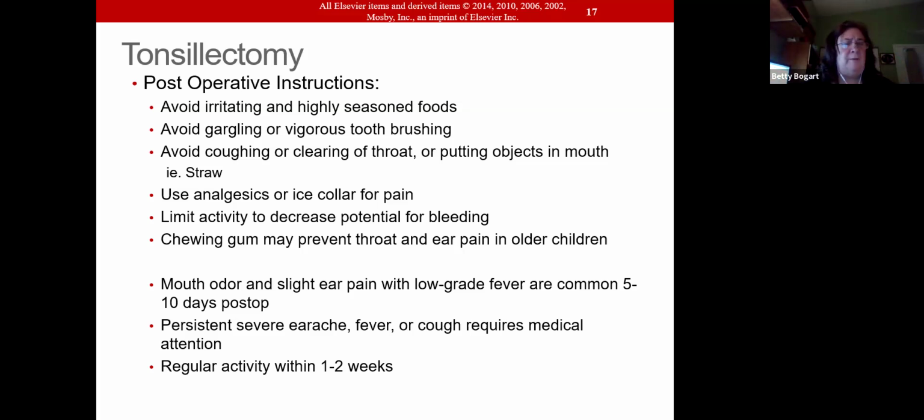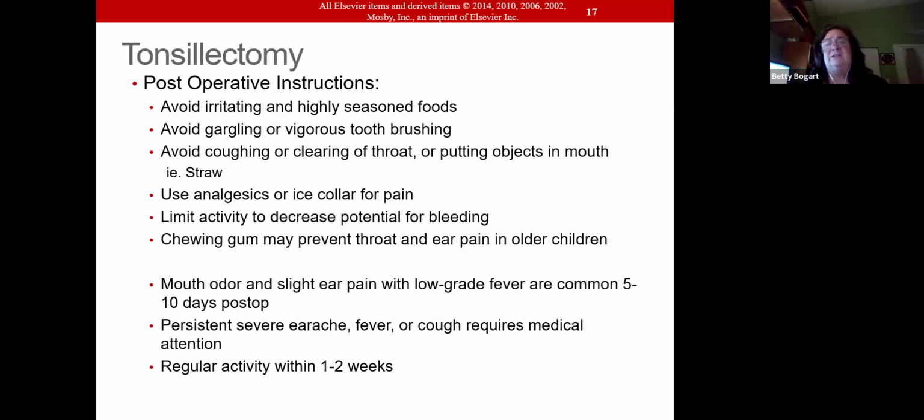So, what do we need to know about tonsillectomies? Well, let me just describe what they do. They go into the back of the throat and take a scalpel and cut out the tonsils and adenoids, and they cauterize and make big scabs in the back of the throat. So, after that surgery, what are you going to do to prevent those scabs from leaking and bleeding?